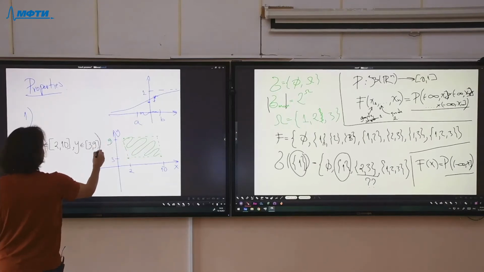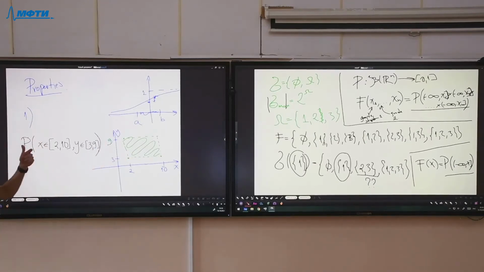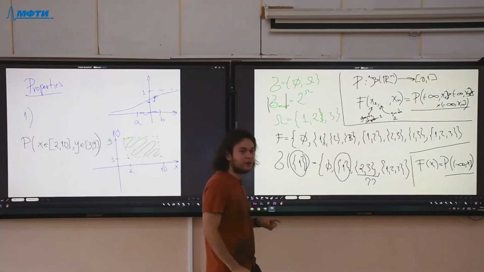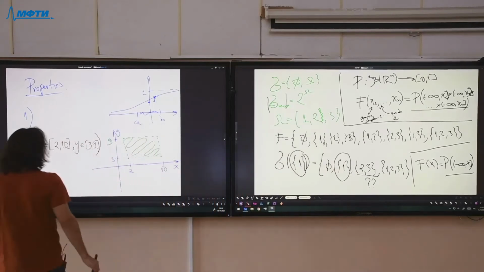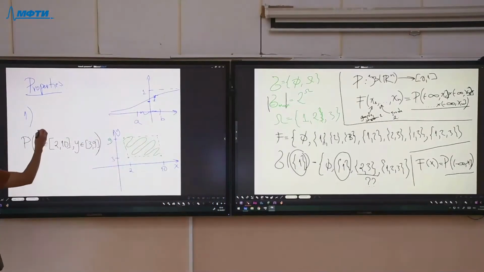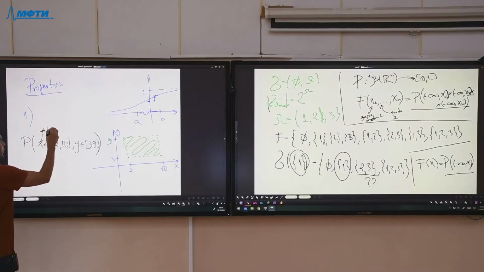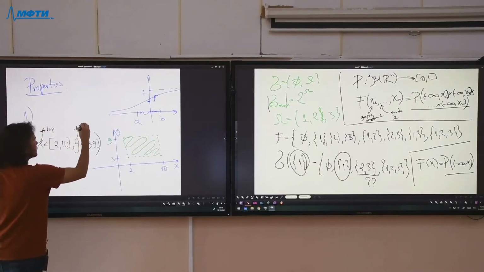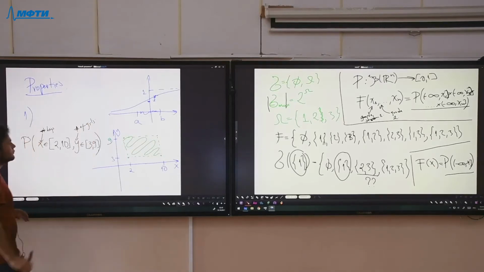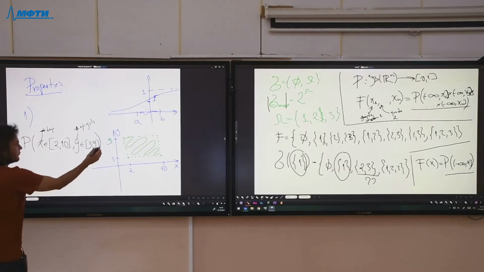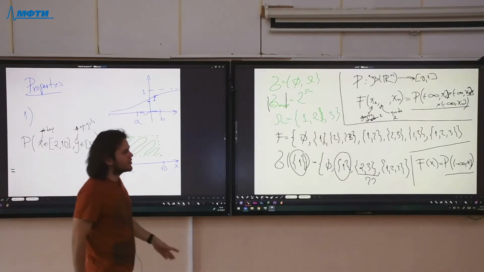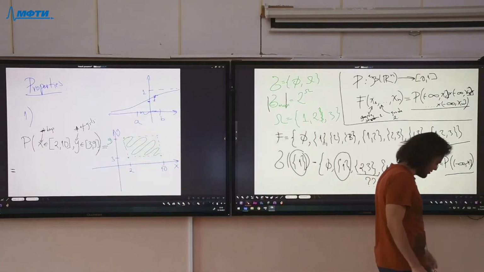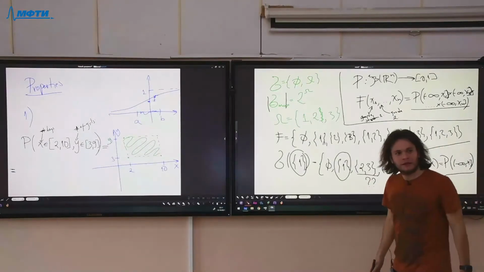In words, it means this is the probability that we have between 2 and 10 boys in the group and between 3 and 9 girls in the group, right? So this is the number of boys and the number of girls. Let's find this using the CDF. How do we find this using the CDF? And the person who tells me gets 0.5 in the final grade.